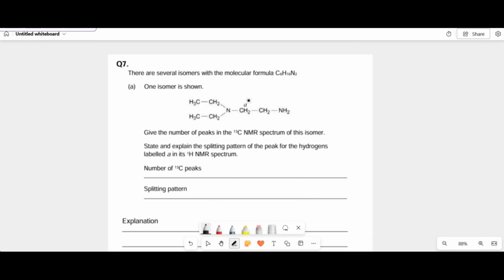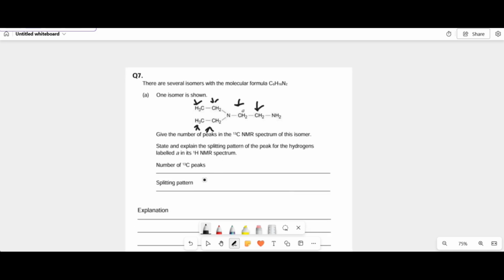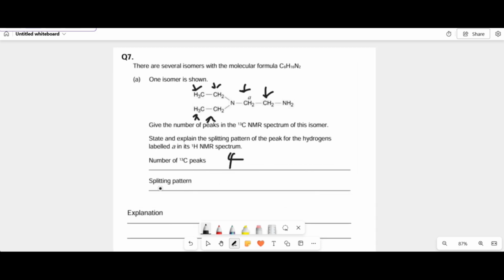So here we've got an isomer. You want the number of carbon-13 peaks here, so you need to see the different carbon environments in it. So we've got one carbon environment here. The carbon environment is what the carbon is attached to and the bonds it's attached to. That's the first carbon environment, that's the second, that's a third and that's a fourth one. These two are repeats; they're the same as the ones above. So, therefore, there are four peaks in it.